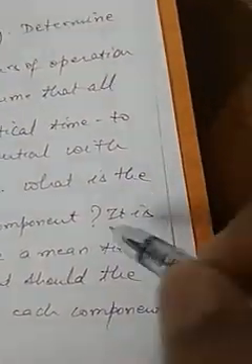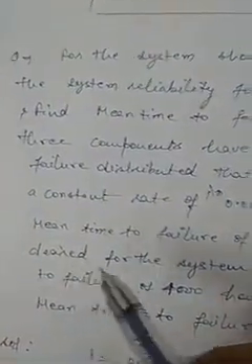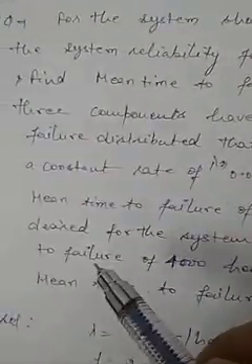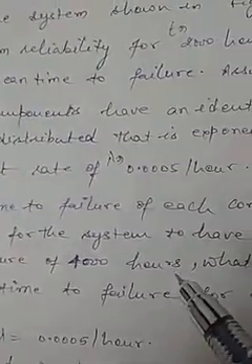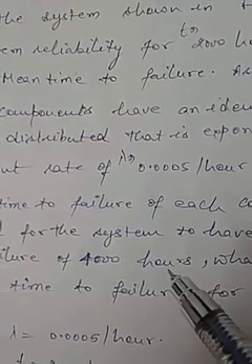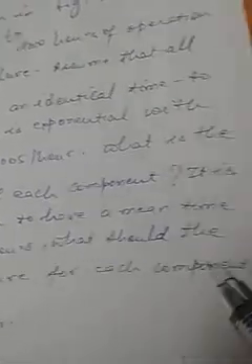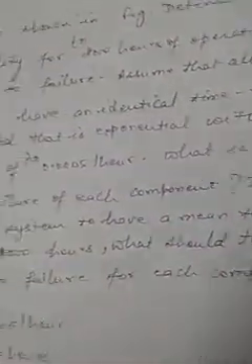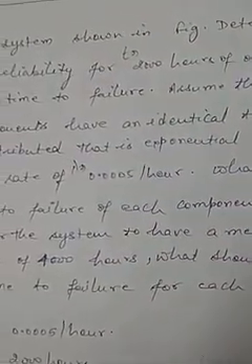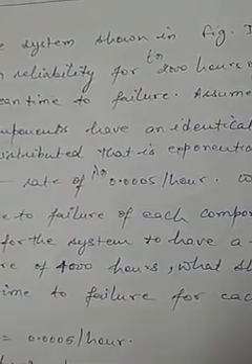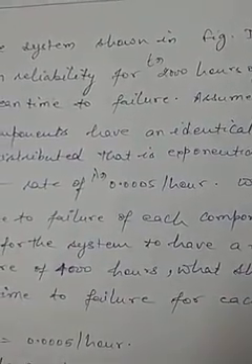The second part of the question is that it is desired for the system to have a mean time to failure of 4000 hours. Here MTTF is given, so what should be the mean time to failure for each component? From the MTTF we can calculate lambda, and after that, from lambda, we can calculate the MTTF for each component.